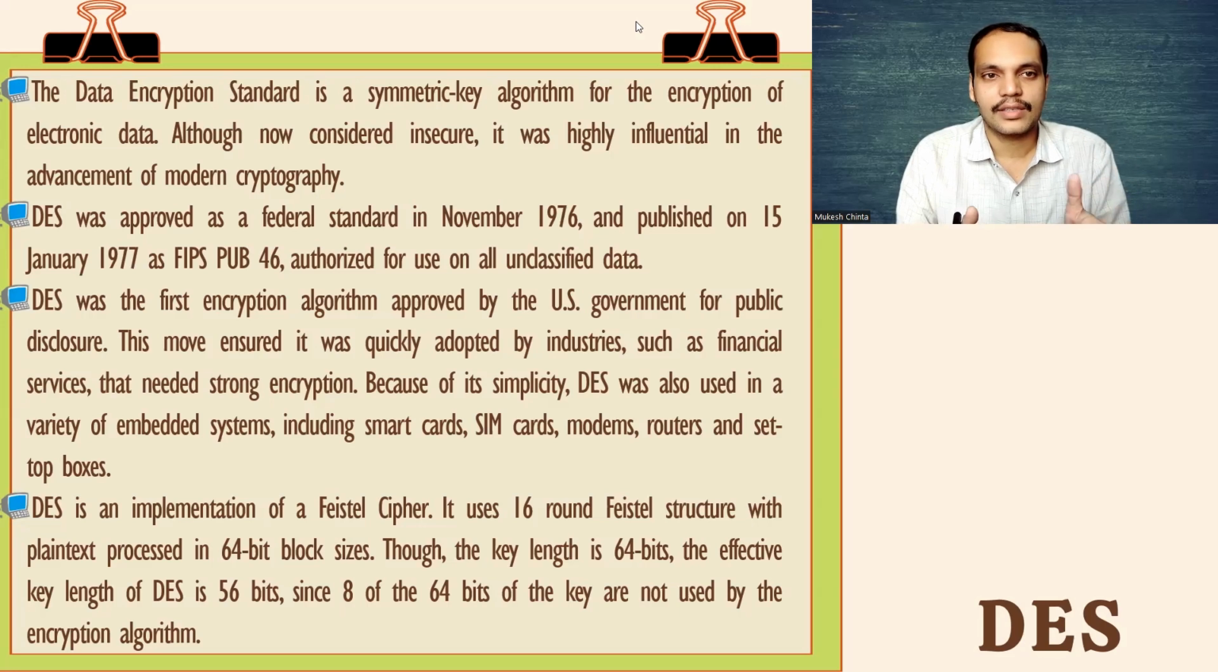As you already know, DES is a symmetric key encryption algorithm, which is used for encrypting electronic data. Though it is no longer used today, it is highly influential in the advancement of modern cryptography. It was the first standard published by the US government to be used for all different kinds of data. DES was approved as a federal standard in November 1976 and also published on 15th January 1977 as the FIPS Publication 46. FIPS stands for Federal Information Processing Standard, and Publication 46 is authorized for use on all unclassified data.